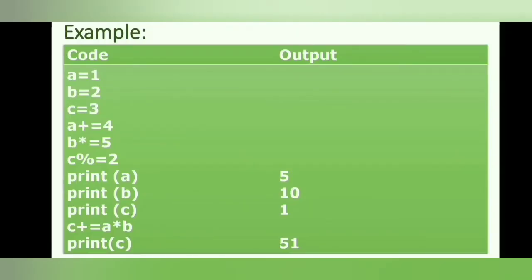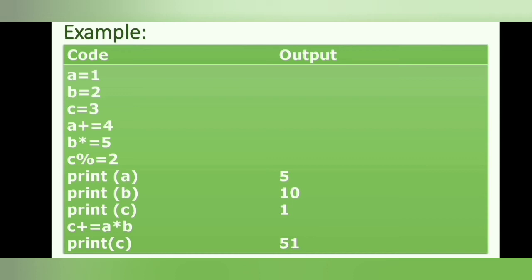Example: open the Python IDE or any text editor, type this Python code and run it. 1 is assigned to A, 2 is assigned to B, 3 is assigned to C. A += 4, B *= 5, C %= 2. Print A, the output will be 5. A += 4 means A = A + 4. Here 4 is added to the value of A, 1, and then the result is assigned to A. So the new value of A is 5. 1 plus 4, that is 5.